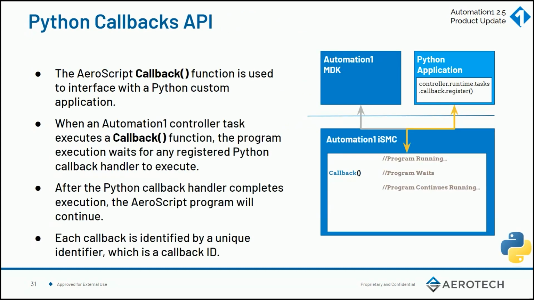Very nice feature improvements were done in the Python Callbacks API. This was also done in C. We're going to talk about that in the next slide. But the AeroScript callback function is what you would use in AeroScript to interface with Python, with a custom Python application. When an Automation1 controller task executes this callback function, the program execution actually waits for any registered Python callback handler to execute.